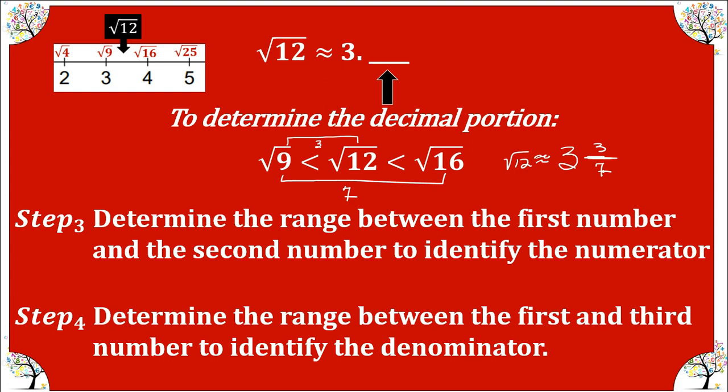However, we are told to find the decimal. So we have to convert this fraction to the decimal part. This is 3 divided by 7. So we're going to divide 7 into 3.